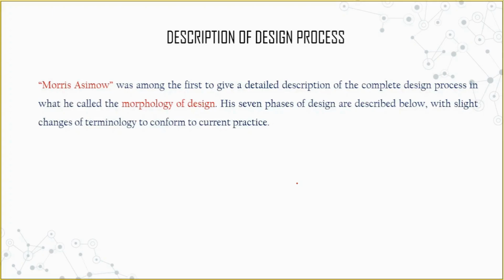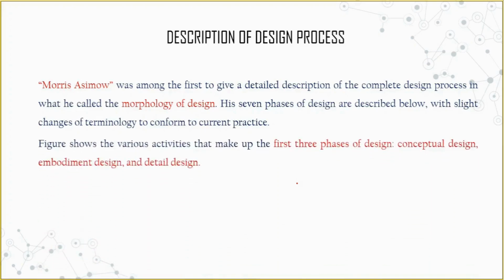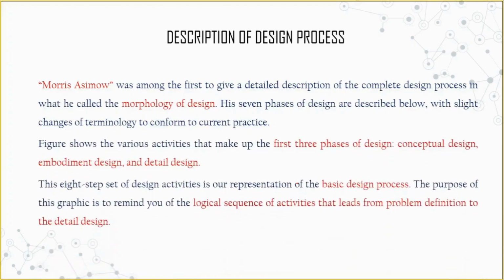So he proposed 7 phases of design, and we are going to see these 7 phases in the coming slide. In the next slide you will see that various activities are there. The first phase of design is known as conceptual design. The second phase is known as embodiment design, and the third phase is known as detailed design. So this 8-step set of design activities is our representation of the basic design process.